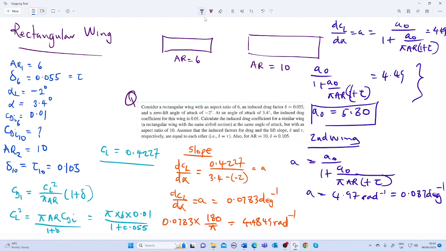Now, by using the equation of the lift coefficient, which is CL equals A times alpha minus alpha of zero lift, we can deduce our CL becomes 0.0867 multiplied by 3.4 minus -2. That gives us CL to be 0.47. So our CL becomes 0.47.